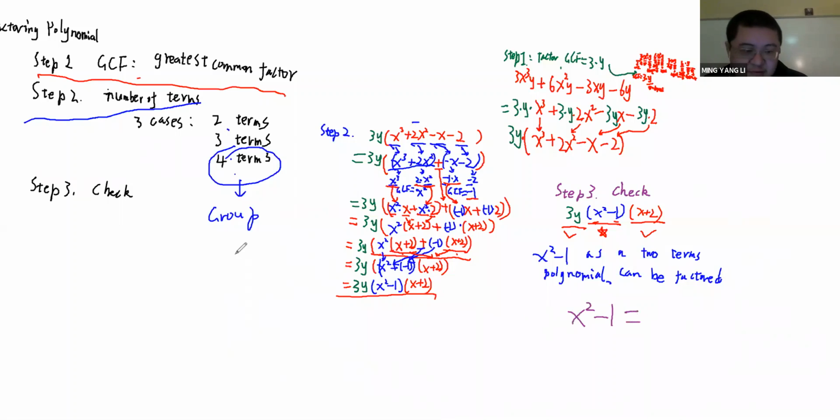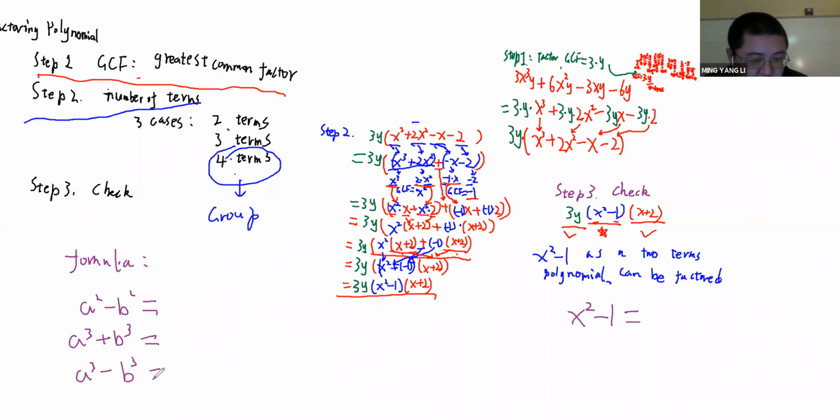And the formulas we have are a squared minus b squared, a cubed plus b cubed, a cubed minus b cubed. We have a difference of squares, a sum of cubes, a difference of cubes. The difference of squares formula is given by a squared minus b squared equals a minus b times a plus b. Or maybe sometimes a plus b times a minus b, but you know they are the same, it's a product.